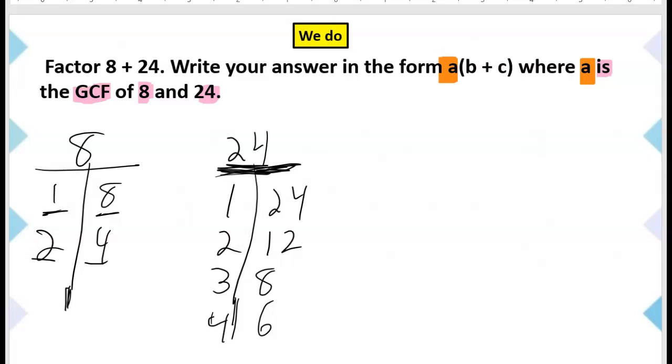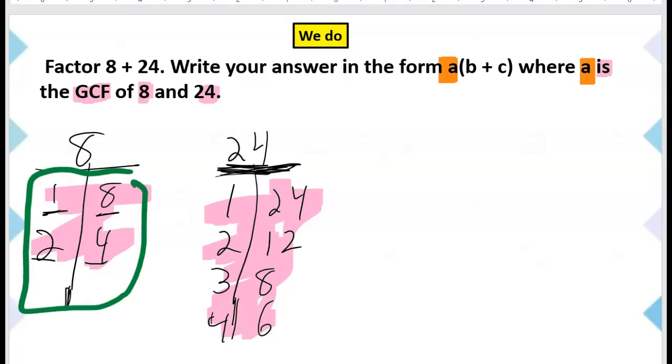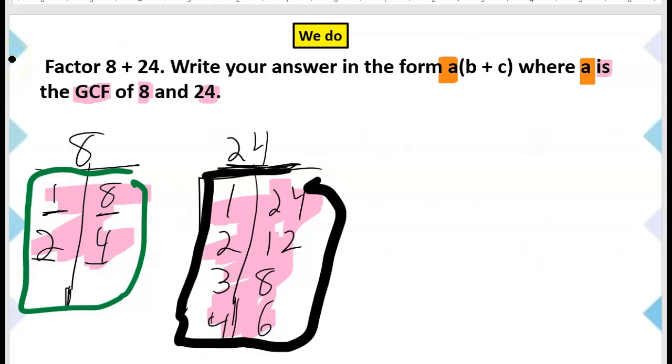All right, now that we've done that, let's find all the common factors. These are all the factors. Everything in pink are factors. The ones that I circle in green are factors of 8. The ones that I circle in black are the factors of 24. Which factors do both of these numbers have in common? That's what we're going to do next.